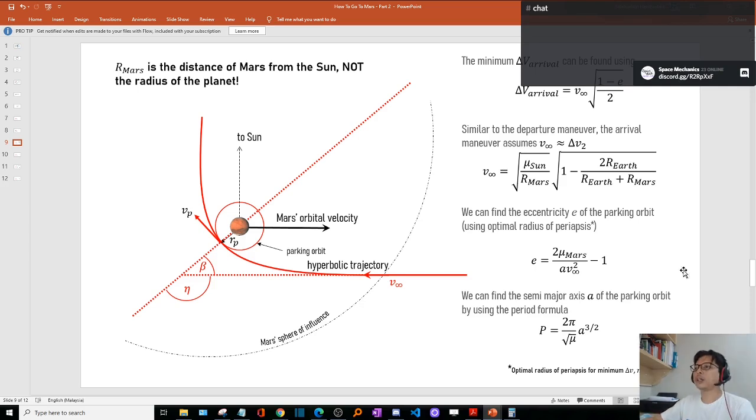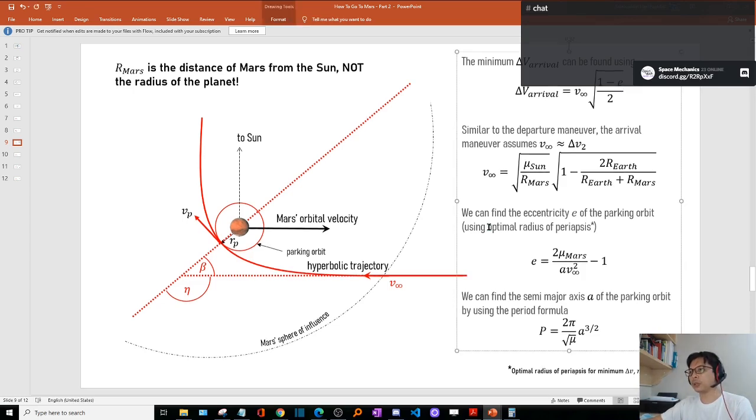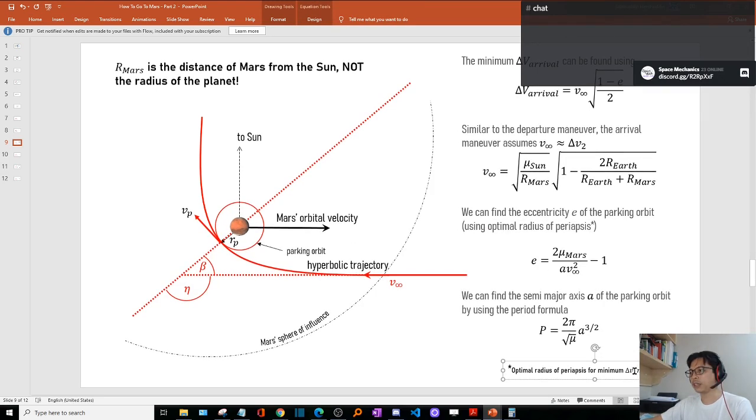If you want to use minimum delta V, then there's a formula for the optimal radius of periapsis, or periarion here. I'll give you the condition there. That's the condition of the radius of periapsis such that the delta V here is minimum. So that means RP also depends on how much delta V you're going to use.